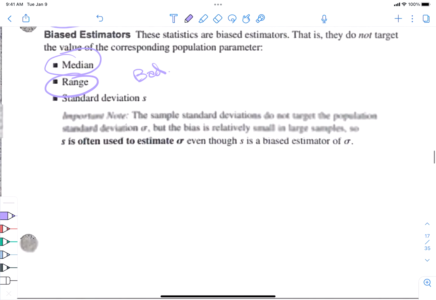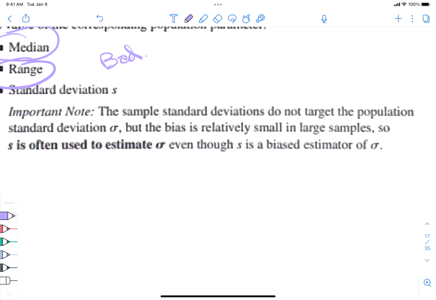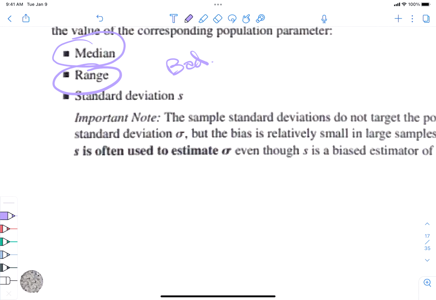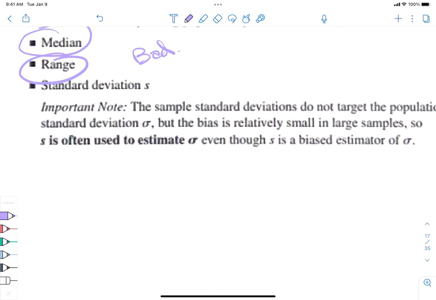Okay. Let's go down here. Important note: the sample standard deviations do not target the population standard deviation, but the bias is relatively small. So they're saying even though standard deviation is bad, it's not crazy bad. We can still use it sometimes. Even though it is considered to be bad, it's like decently bad, so we still sometimes use it, okay?